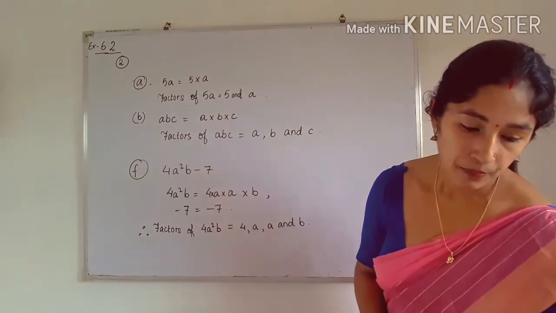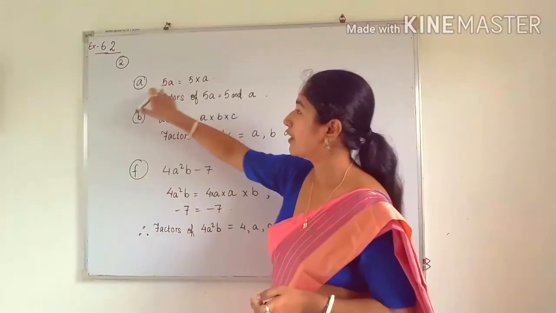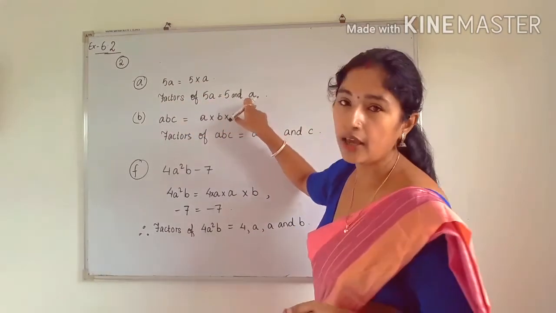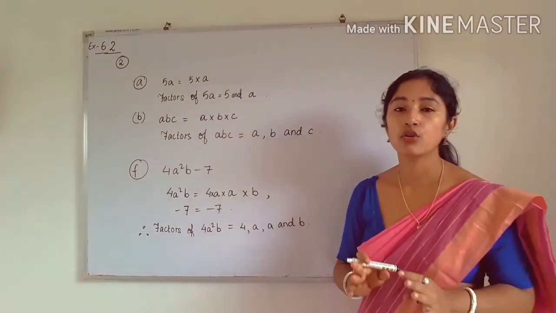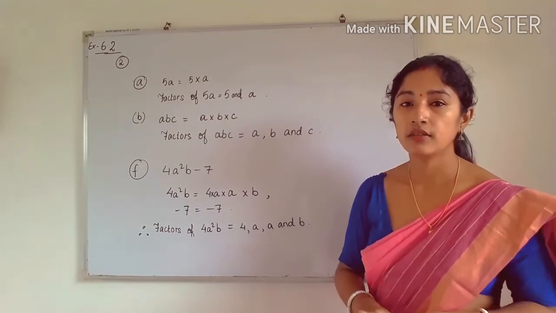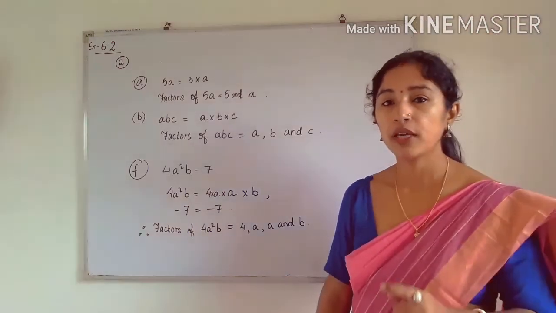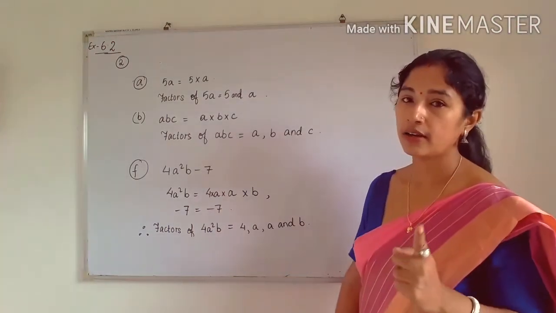So number A is 5A. We can write 5A as 5 into A. That means the factors of 5A will be what? 5 and A. And one more thing you have to do in this question: you have to draw the tree diagram. Tree diagram you have to draw in your copy. So how to draw the tree diagram?